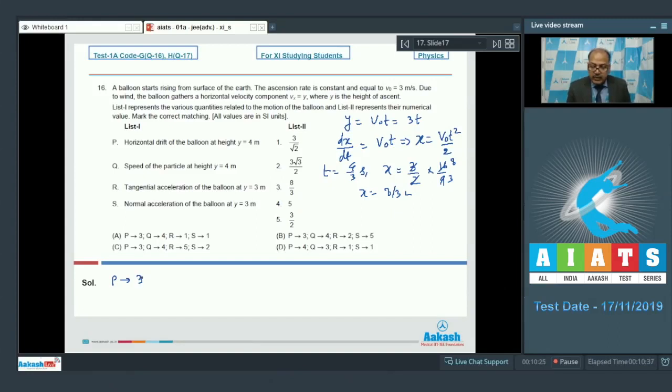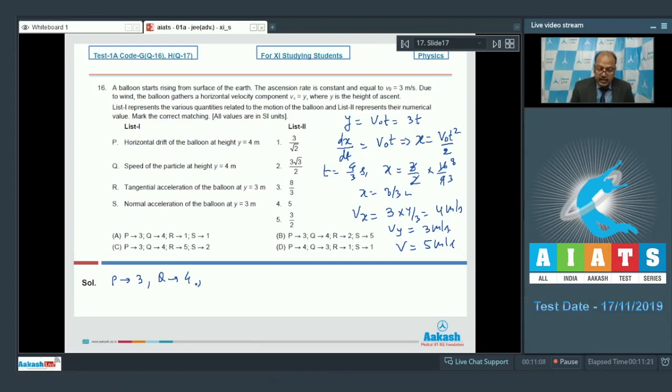Speed of the particle at height y equal to 4 meter. At y equal to 4 meter, of course dy by dt is fixed. We have to find dx by dt. So the Vx is V0, which is 3, times t, which is 4 by 3. 3 into 4 by 3 is 4 meter per second. Vy is fixed and it's 3 meter per second. So V at that height will be under root Vx square plus Vy square, which is 5 meter per second. So Q matches with 4.